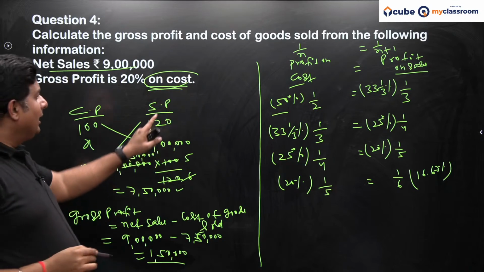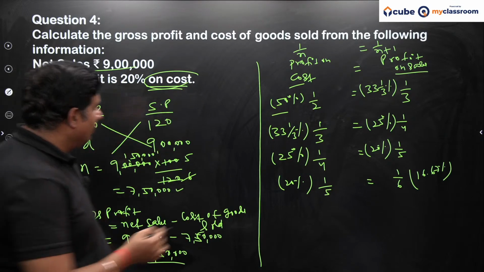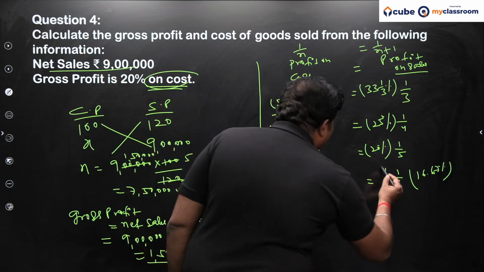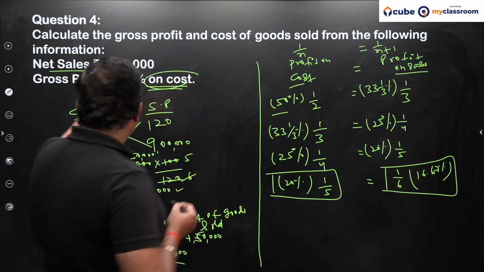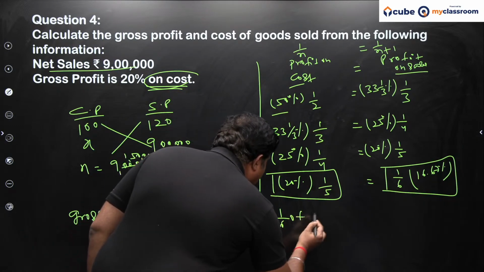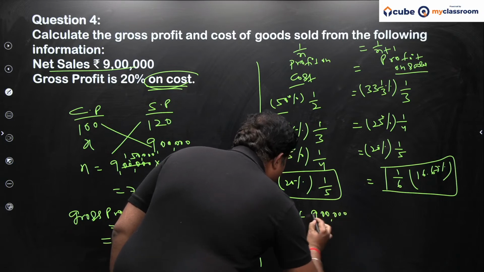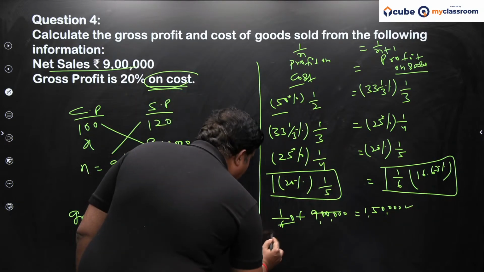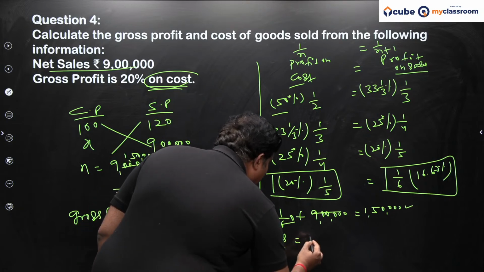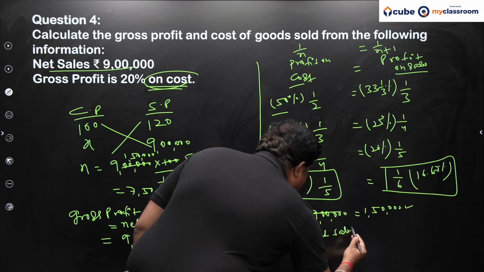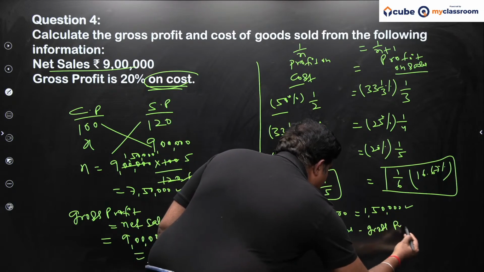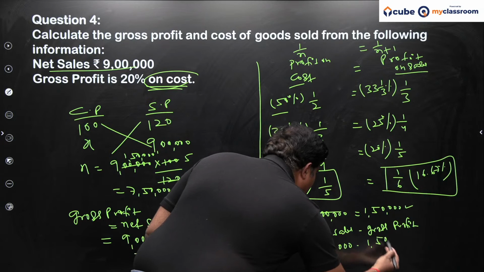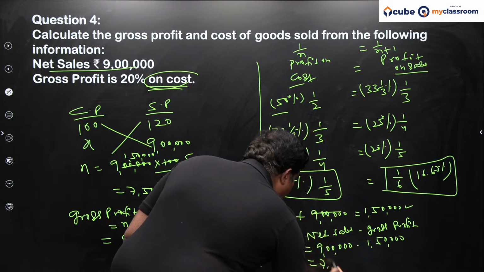So in this question, they have given you net sales and the profit is given on cost, so we can easily compare and calculate the answer. Gross profit is given on cost, that is 1/5 on cost, and here they have given you the sales price, so it should be equal to 1/6 on sales. So 1/6 of 9 lakh comes to 1,50,000. So you can easily get the gross profit. Similarly, to ascertain the cost of goods sold, the formula is net sales minus gross profit. Here the net sales is 9 lakh and gross profit is 1,50,000, so you can easily calculate cost of goods sold also.